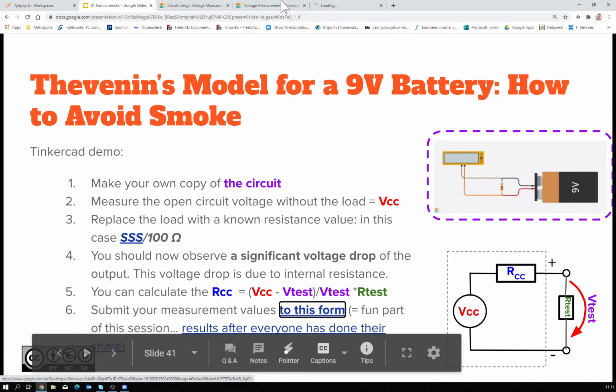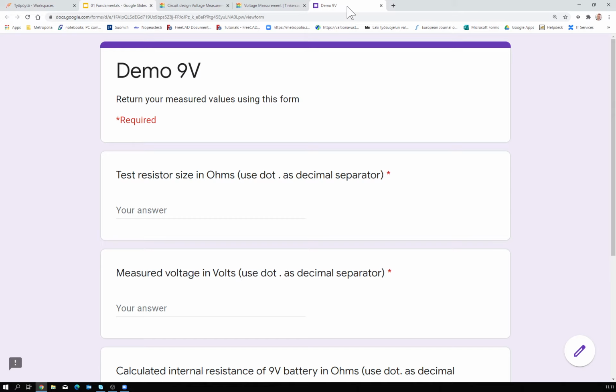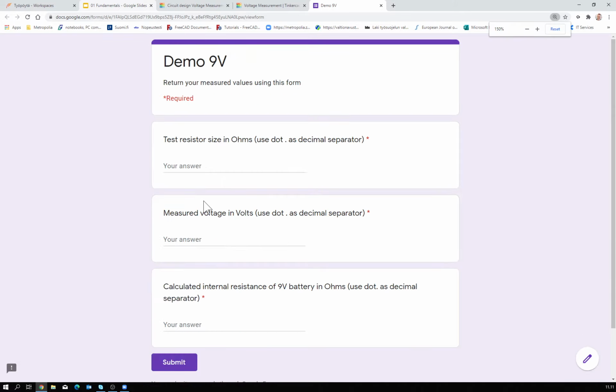So, this form is anonymous. You don't need to disclose any personal information here. So test resistor size in ohms, then what voltage did you measure, and then calculate the internal resistance yourself based on your own measurements.